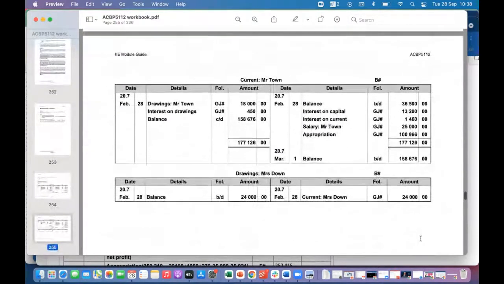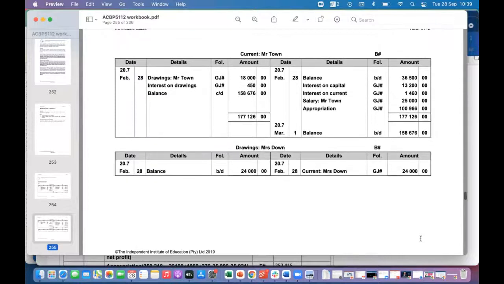Mr. Town, take a look at his situation there. He had a credit balance on his current account, which is good. And then he had interest on capital, interest on current account, his salary. Okay, he had drawings, which again gets closed off to the current account, not to the capital account, because we're in a partnership. And then we had interest on drawings, okay, where we penalized him, so we debited, okay, and then obviously we balanced the account after calculating the profit, okay, and there we are.